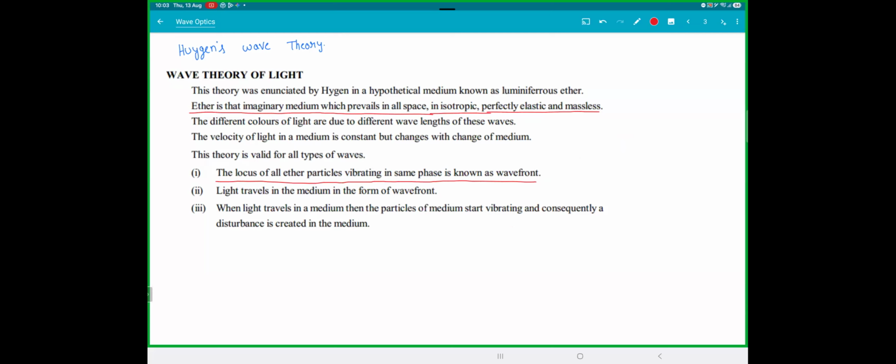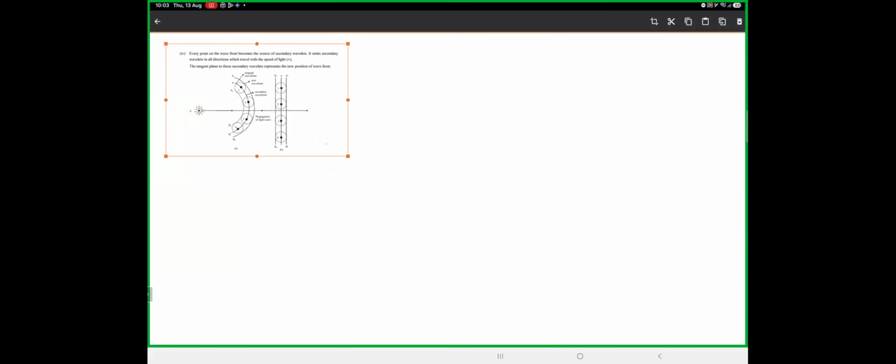So, like I said, we never found these particles. Later on, we figured out light is actually an electromagnetic wave. So there are no particles, there are electric and magnetic field fluctuations. This is the idea he came up with.